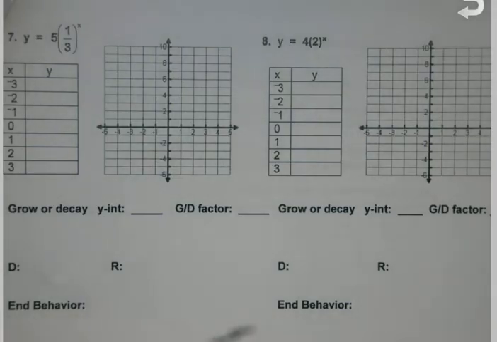So we're in the midst of talking about exponential growth and decay. We're going to take a minute here to go back and chat a little bit about what we were doing with this yesterday to make sure we're on the right page with things. So first things first, let's see if we can remember this.